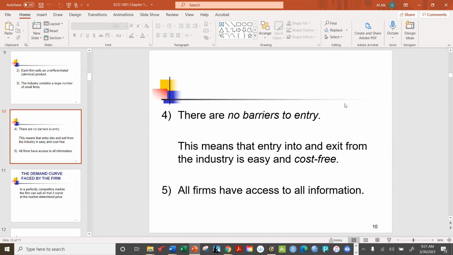And then finally, everybody knows what everybody else is doing. The customers know who's charging what, where they're located. Everybody knows what's going on in this industry.